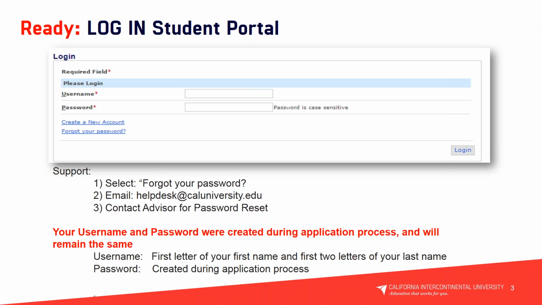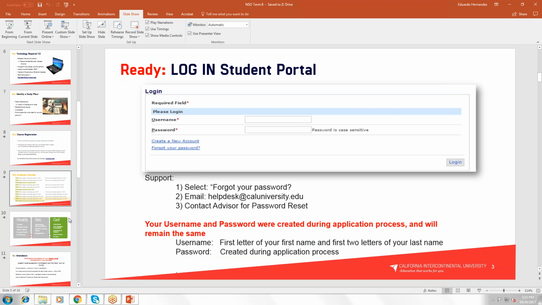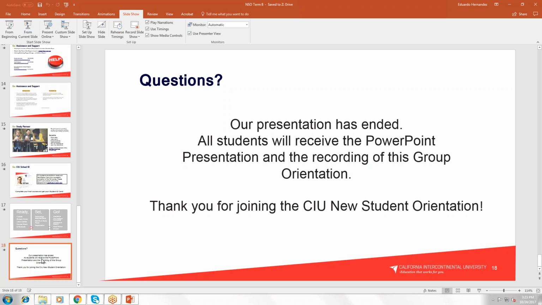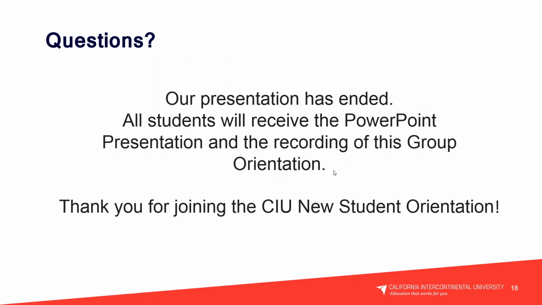The first thing we want all of you who are already enrolled to do is log in to your student portal. You can do that today. Your login credentials were created during the application process: the first letter of your first name followed by the first two letters of your last name. The password is the same as when you applied. The recording of the tutorial will be provided to all students by tomorrow. Are there any additional questions about enrollment or about CIU?